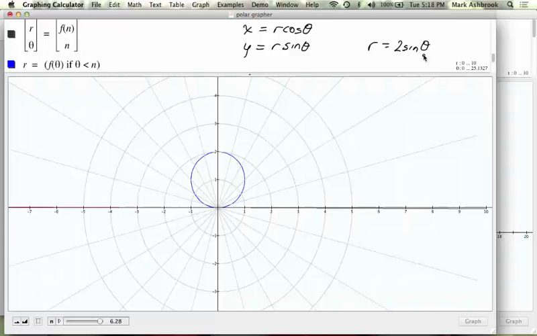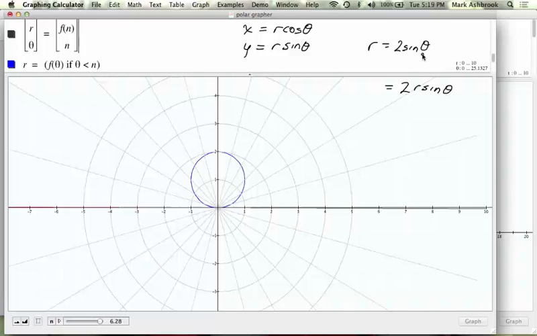Well, I have 2 sine theta. It'd sure be nice if I had what? No. I'm trying to change this into x and y. So rather than just sine theta, what would be nice to have? Instead of sine theta, r sine theta. If I had r sine theta, it would be y. Do you see? So if I do 2 r sine theta, what does that equal?